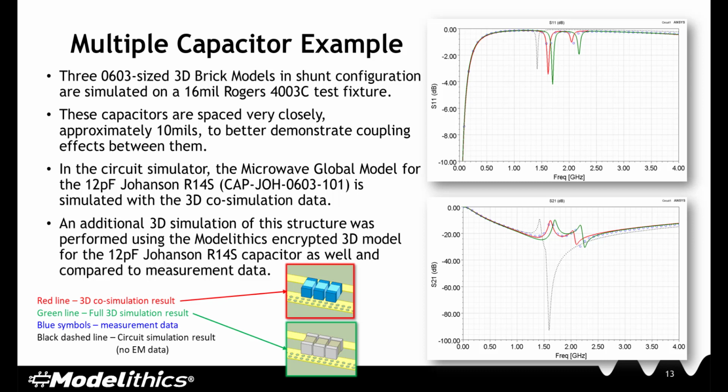In the circuit simulator, the microwave global model for the 12 picofarad Johansen R14S capacitor is simulated along with the 3D EM data. As a check of the brick model's accuracy in this configuration, an additional 3D simulation of the structure was performed using the Modelithics encrypted 3D model for the same 12 picofarad Johansen R14S capacitors, and this was compared to measurement data. In the results shown in this slide, the measurement data, shown with blue symbols, shows excellent correlation with the 3D cosimulation result, shown with the red line. The full 3D EM simulation that was performed as a comparison is also shown with the green line.